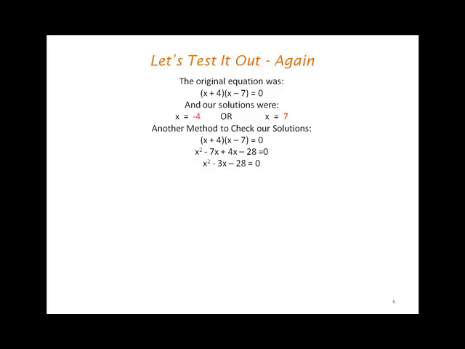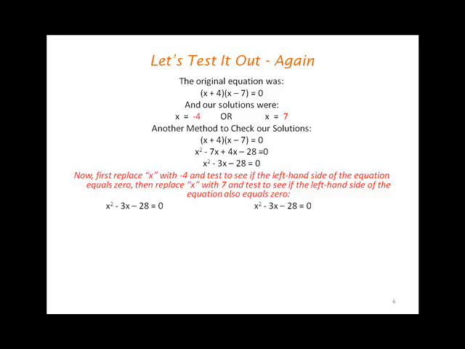How do we test out that our solutions are correct? Well, we're going to substitute them in. First, we're going to replace the negative 4 into the equation, and then we're going to replace the 7 into the equation. So you see that I've written it two times because I need to test two solutions. I'm going to put the negative 4 in wherever there's an x in the left-hand one, and the 7 in wherever there's an x in the right-hand one. And when I do that, it looks like this.